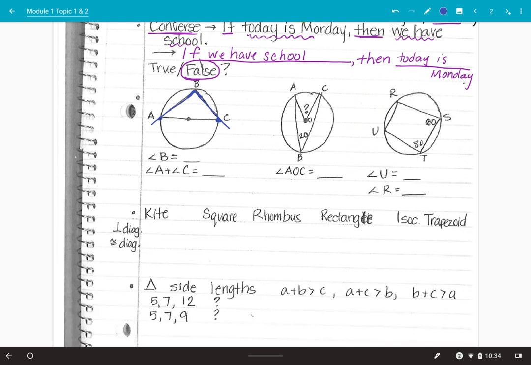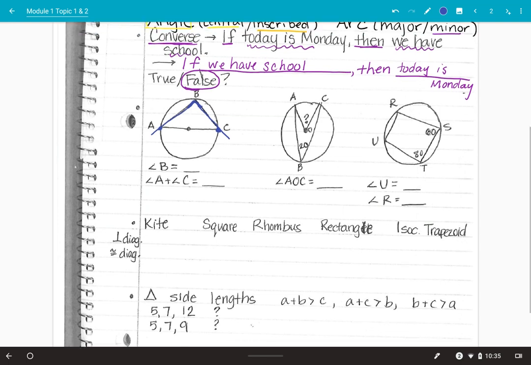And hopefully you guys know that if an angle is touching the edge of a circle, the arc is twice the angle. So this arc right here is half of the circle, so this is 180 degrees. That means that angle B is going to be half of it, so that's 90 degrees. And the next question is, what is angle A plus angle C?